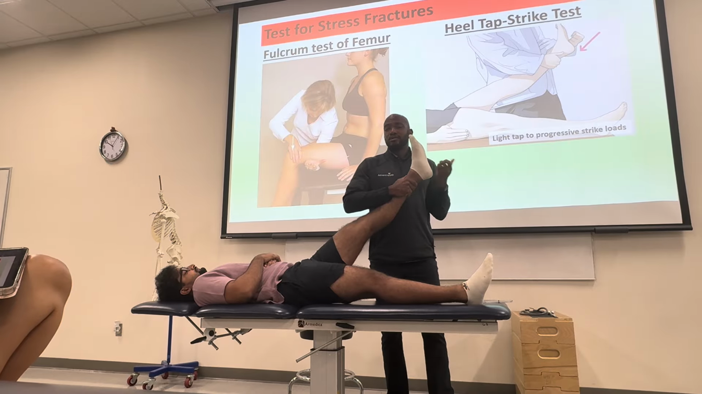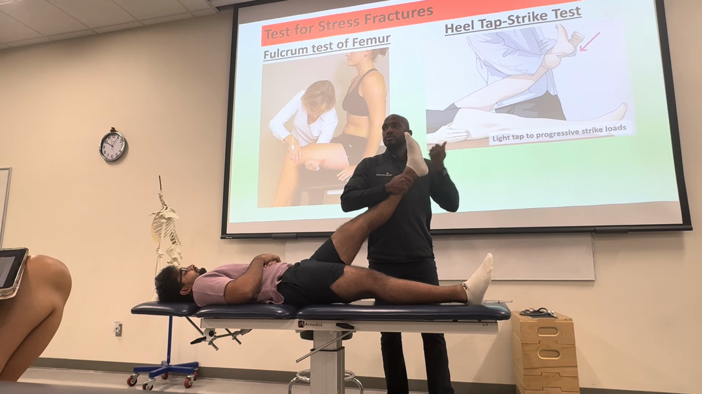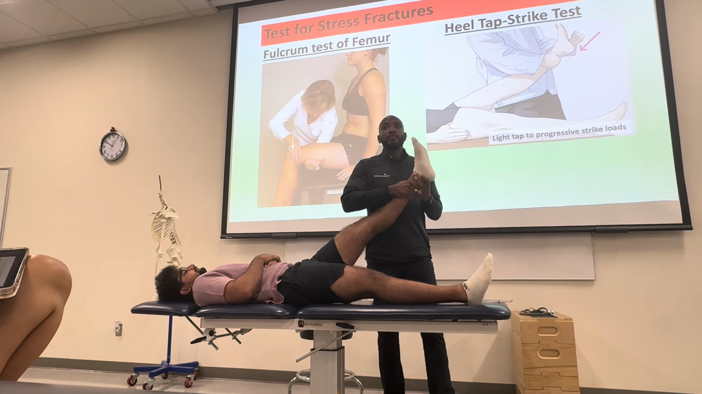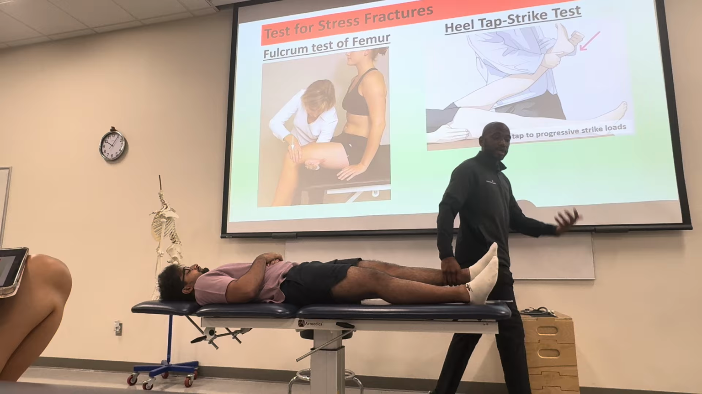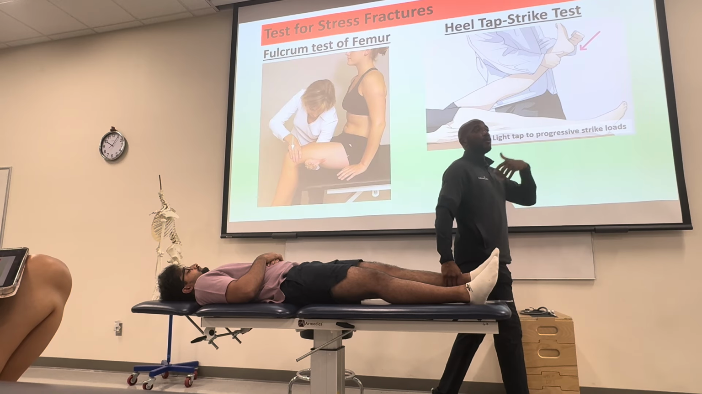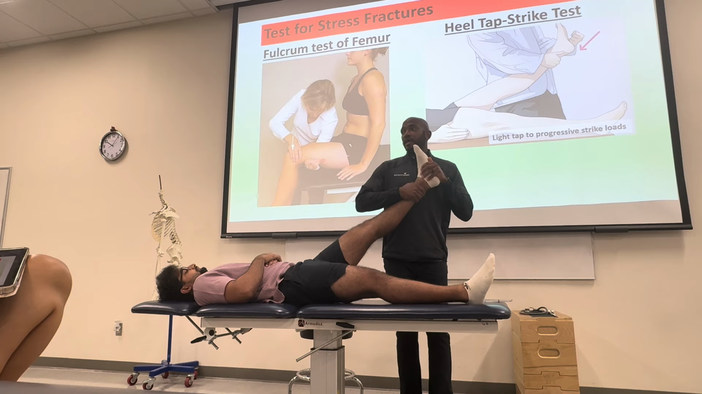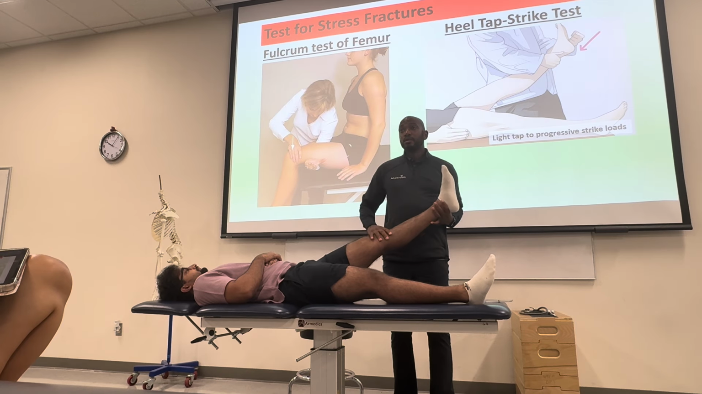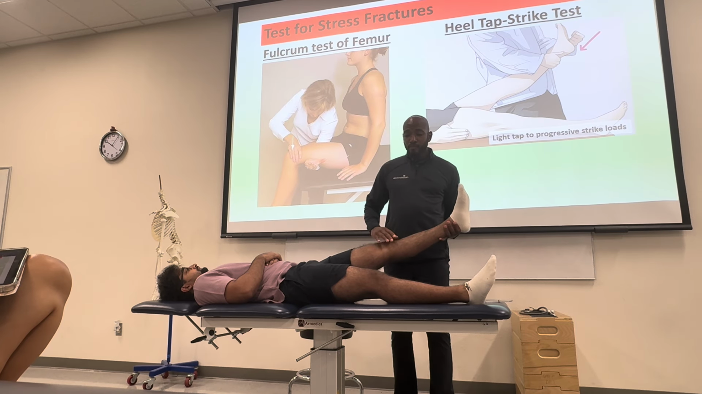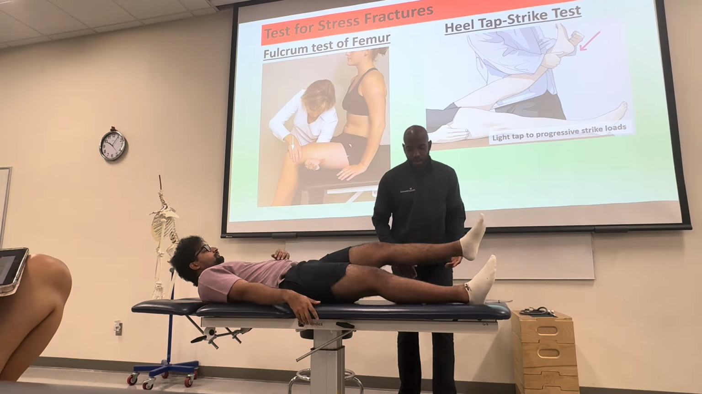So you want to start gentle, but then you want to strike it because you're almost simulating what heel strike is going to be like while they're ambulating. So they're going to have a lot of pressure and force on their heel while they're ambulating. So again, you're thinking start light and then increase the amount of force that you're putting through there. And they would report pain with that test. Right? I'll have you go supine or seated.